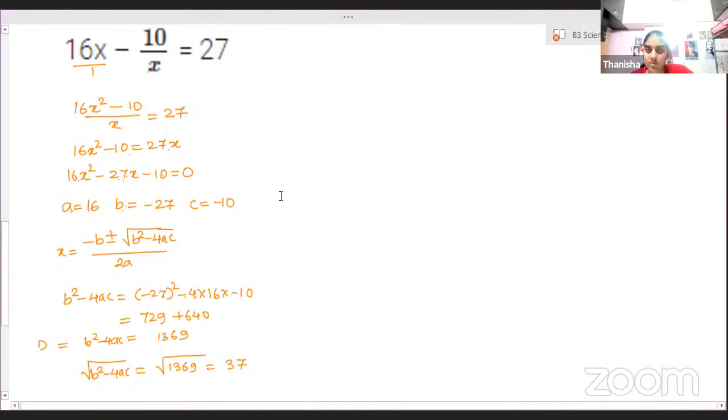Ma'am, we can leave the answer as a fraction, right? Yes, you can leave the answer as fraction only.